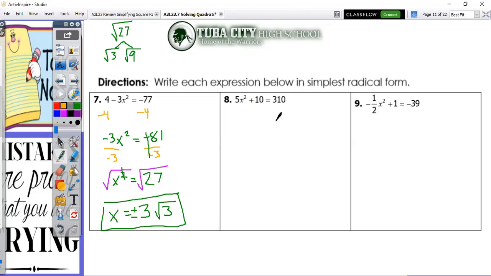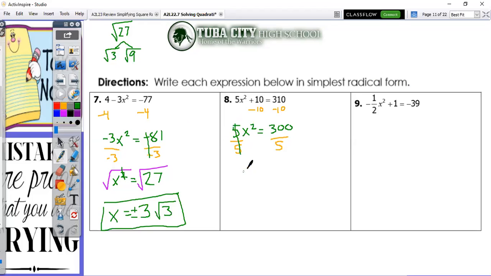Now for this one here, I'm going to minus 10. And again, you just start with these like you would any other algebra problem. Just ignore the square for now, okay? We'll save that square to the last step. So 5x squared equals 300. All right, now I got to divide both sides by 5 because I got to get that x by itself as I can.